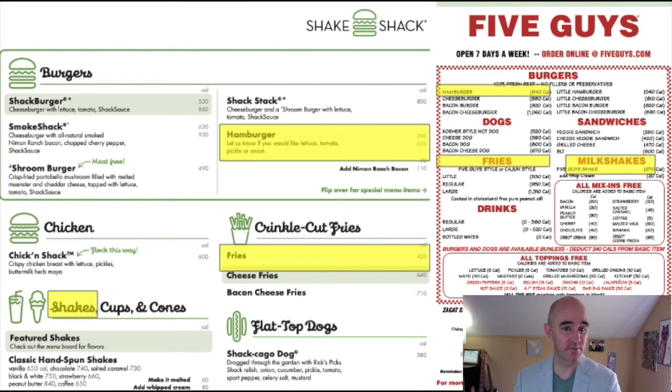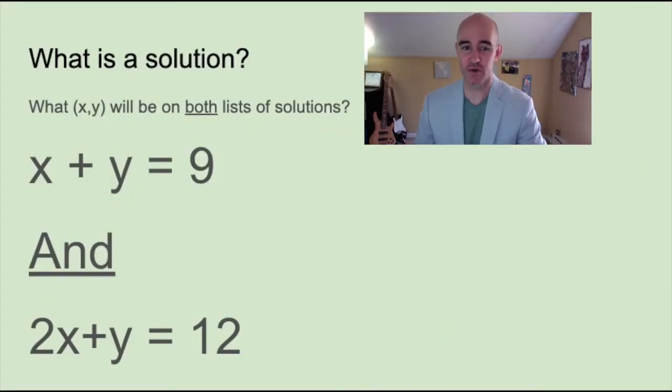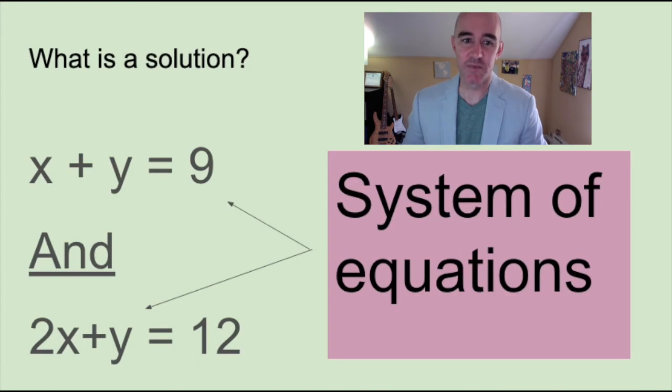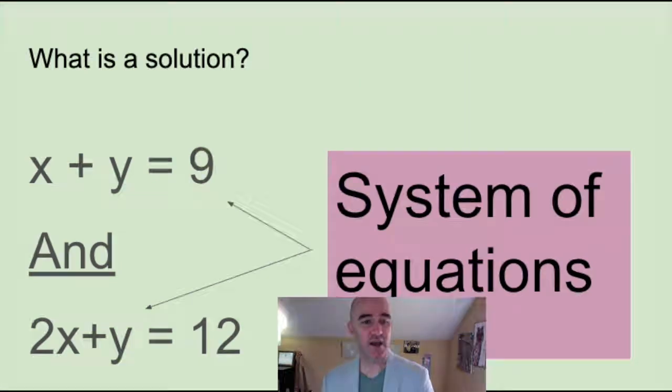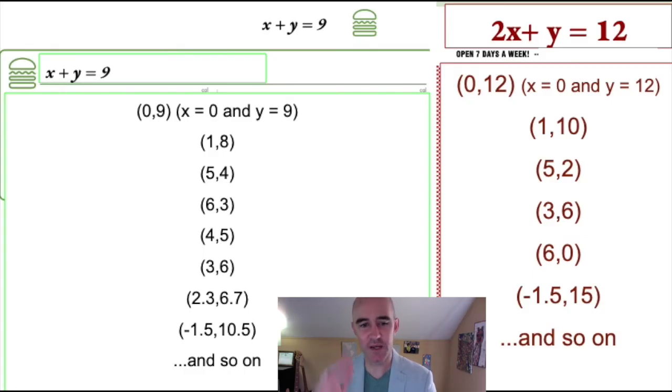So for example, if we have two different equations, x plus y equals 9, which we've seen, and 2x plus y equals 12, and we want to find what is something that's a solution to both, that's called a system of equations. Well, let's look at it like we looked at the menu. On the left, we have x plus y equals 9, and we have some of the solutions there. On the right, we have 2x plus y equals 12, and we have some of the solutions there.